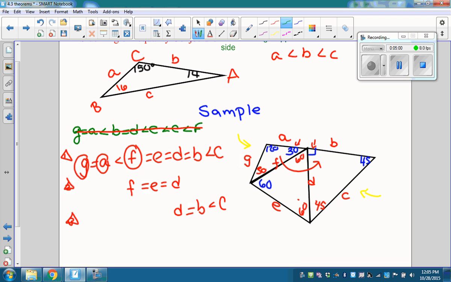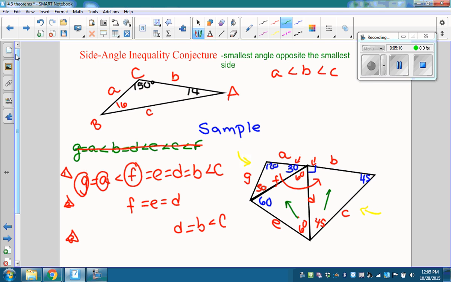Right, and we're saying that B and F are the same length, yet they're opposite different values. And that's the point of this problem, because the side angle inequality conjecture applies in a single triangle. The smallest angle is opposite the smallest side, but you're in a single triangle at a time. So in a single triangle, the smallest angle is opposite the smallest side. But once you put the triangles together, you have to treat each triangle as an individual triangle.